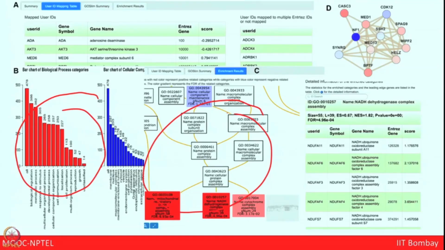Apart from this, regarding the gene conversion I was talking about, WebGestalt also provides a complete conversion of your IDs into different kinds of gene names and Entrez gene IDs. It also gives a glimpse of the network you get through the PPI, protein-protein interaction, module.